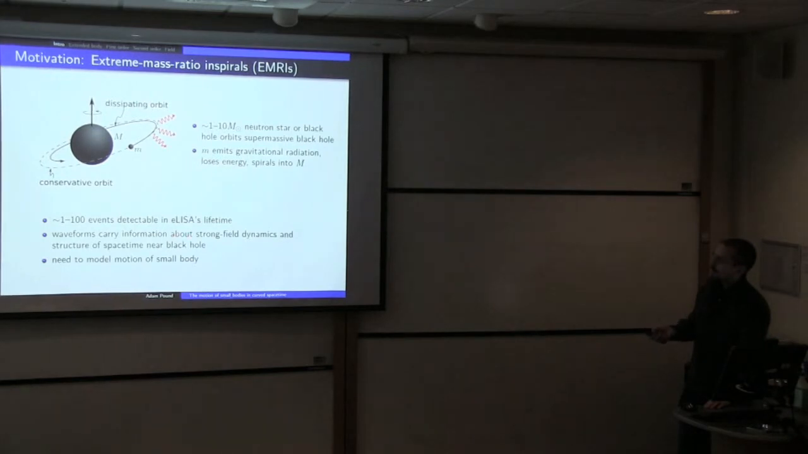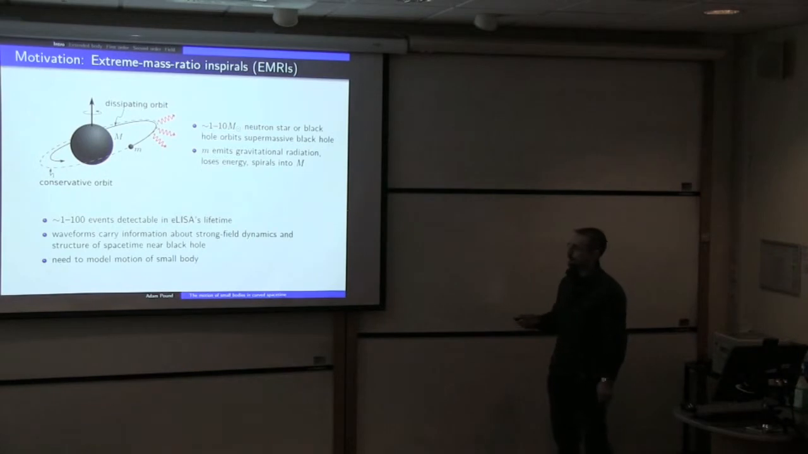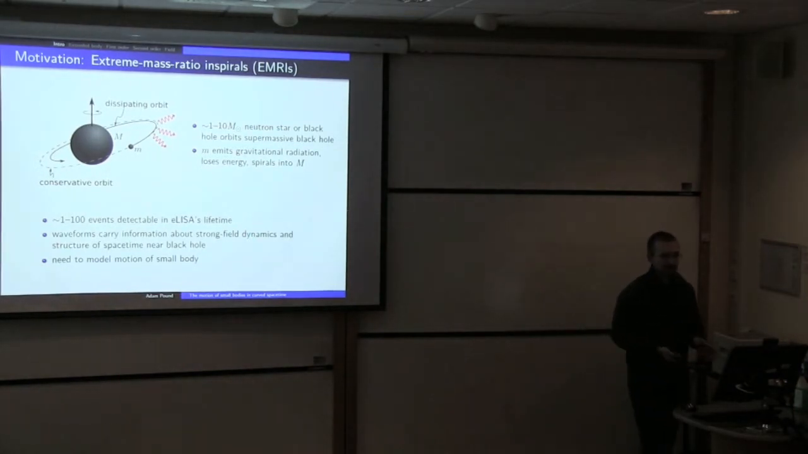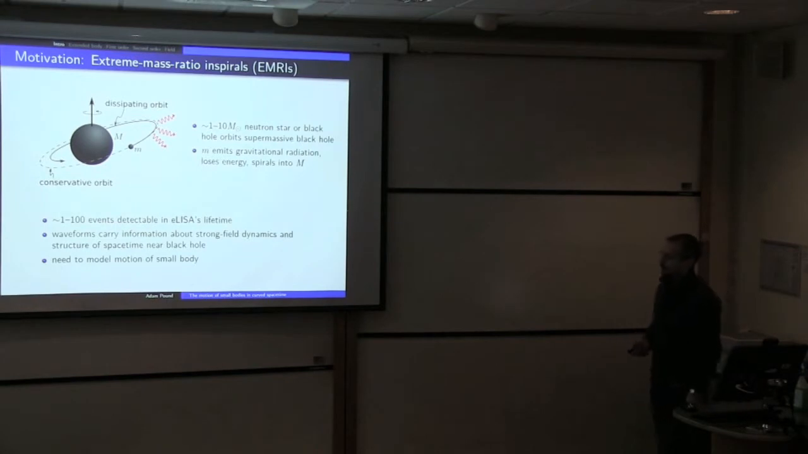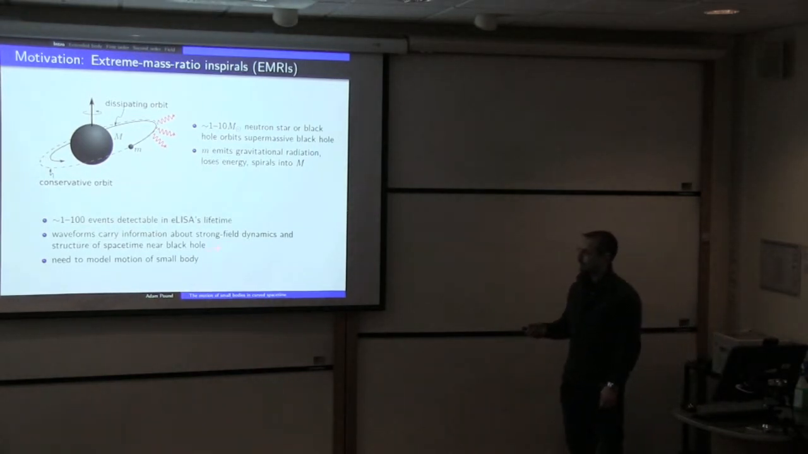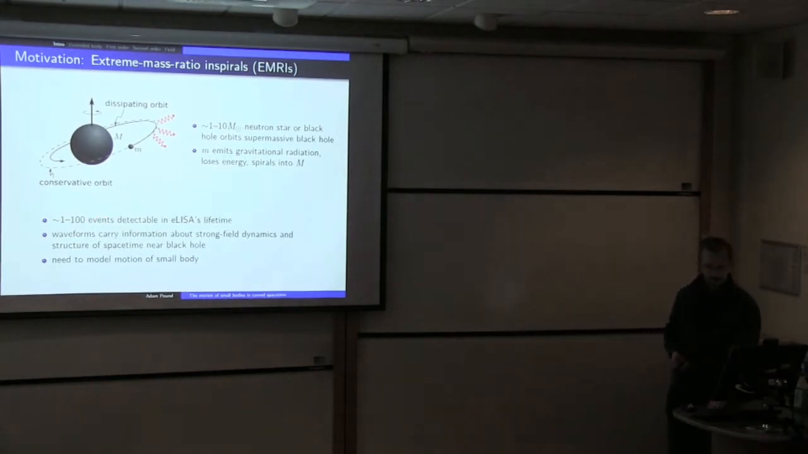If we can detect the waveforms, we can extract a lot of very, very precise information about strong field dynamics and the structure of the space-time near black holes. So EMRIs really act as a precision probe that no other system can act like. But in order to extract all the information, we need a very precise, very accurate model of the motion of the small body and how it relates to the emitted waveform. So to do that, we need gravitational self-force.